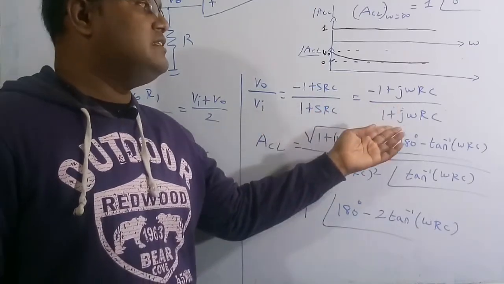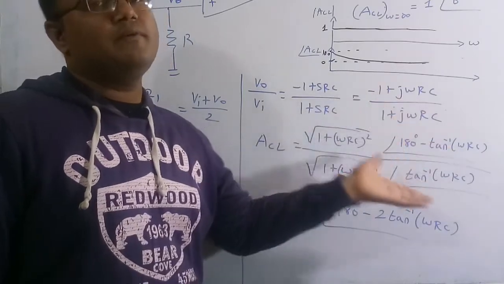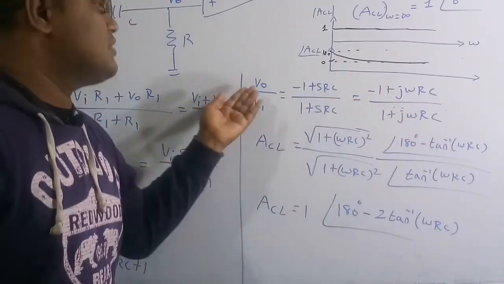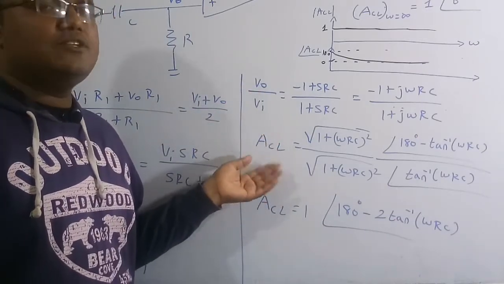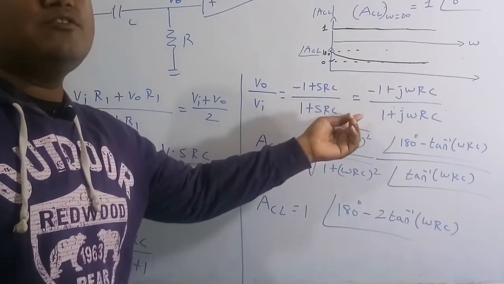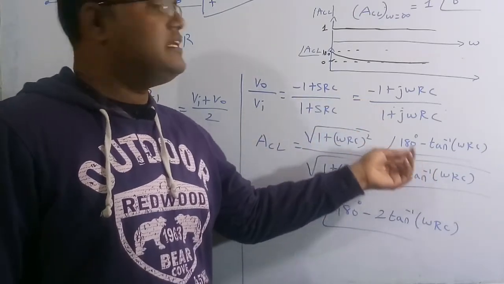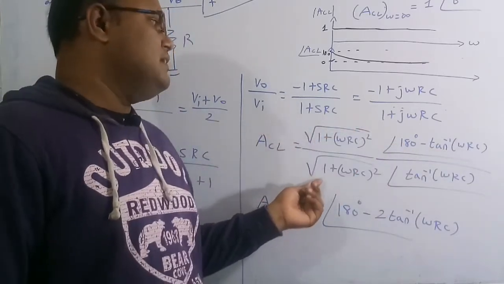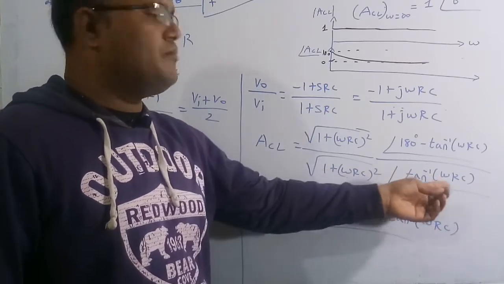So then this is the equation I am going to get. Now I am going to convert the rectangular formats into polar formats for the numerator and also the denominator. The ratio of output voltage to input voltage is called the closed loop gain. So ACL has a magnitude of 1 over the square root of 1 plus (omega RC) whole squared, and the phase angle is 180 minus sin inverse of omega RC. For the denominator, the magnitude is the square root of 1 plus (omega RC) whole squared, and the phase angle is sin inverse of omega RC.